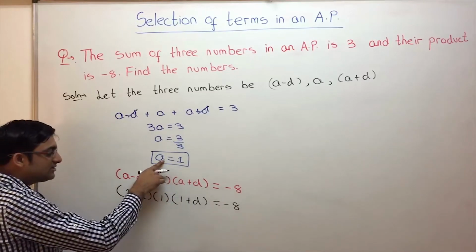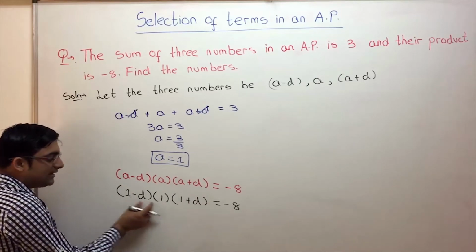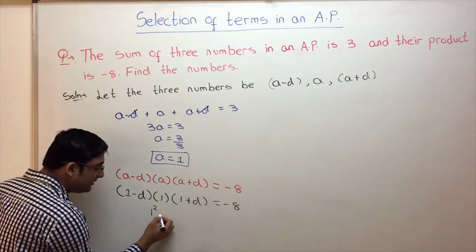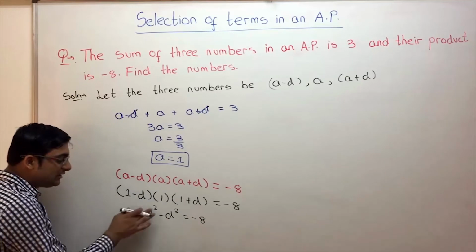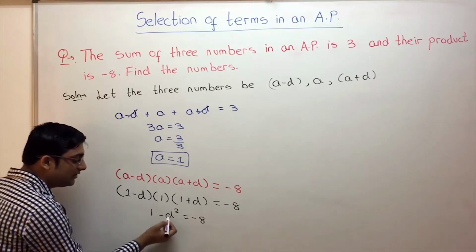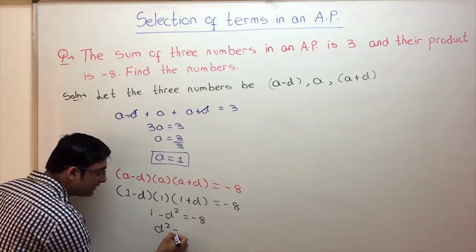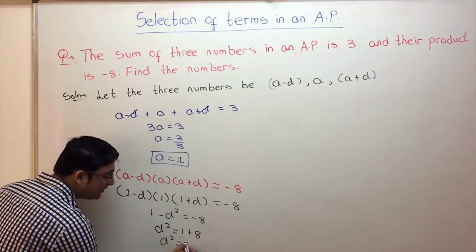I repeat, what did I do? I just put in the value of A as 1. So 1 minus D into 1 is 1 minus D. Now 1 minus D into 1 plus D. A minus B into A plus B is A square minus B square, which is equal to -8. So what is 1 square? 1 square is basically 1. So bring -8 over here, take D square over there. So we get D square is equal to 1 plus 8, that is D square is equal to 9.